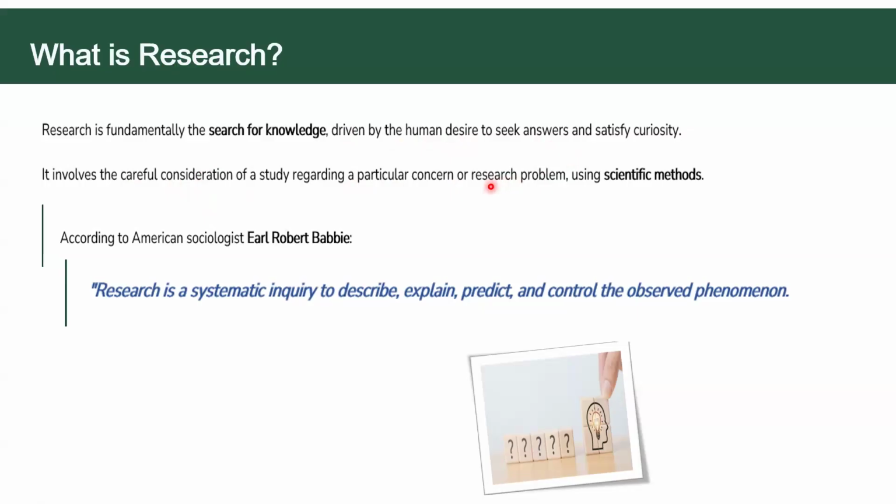Like you have a research problem. Number one, for starting a research is a research problem, a research question, a drive, a curiosity that you need to seek your answers, by using scientific methods. According to American sociologist Earl Robert Babbie, he is an American sociologist, he says usually research is a systematic inquiry.